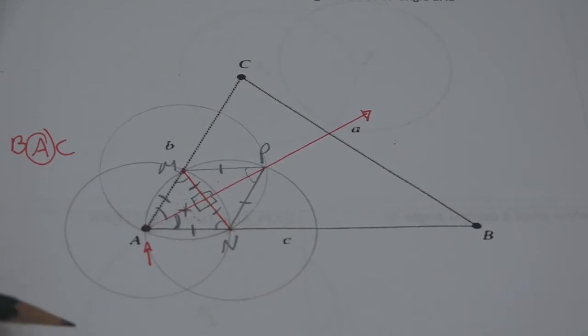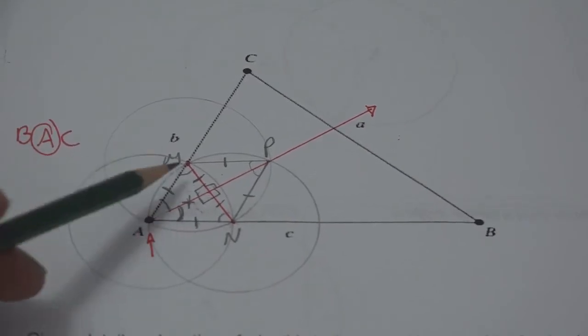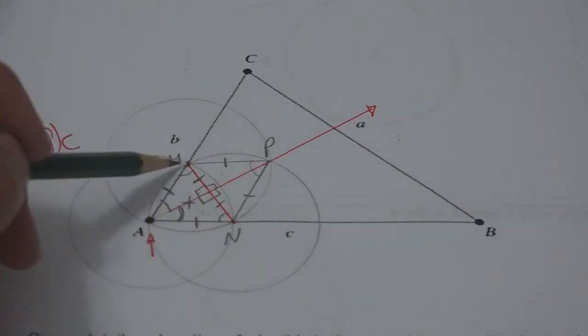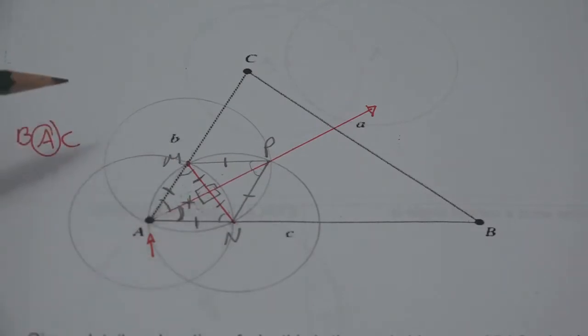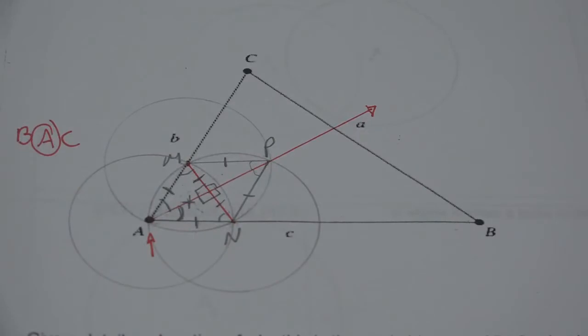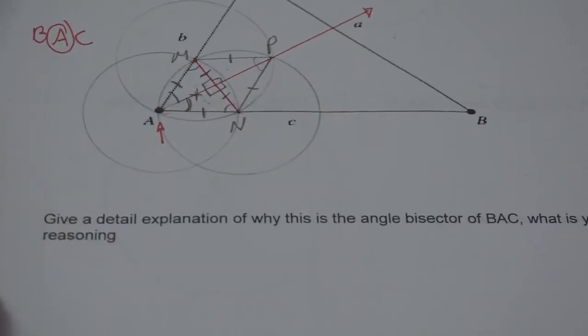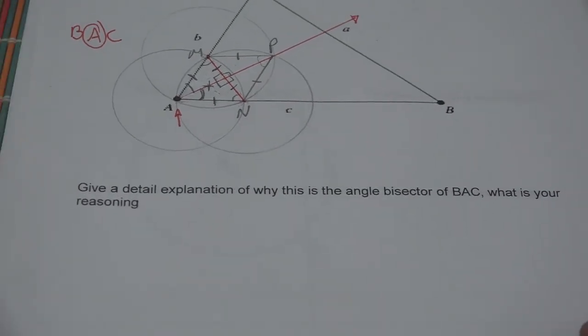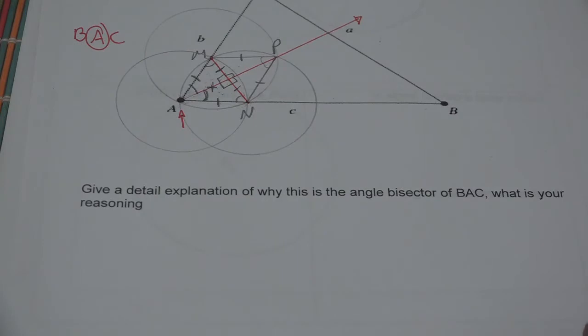So, a detailed explanation of why this is the angle bisector: AP bisects MN, and AP bisects angle MAN, or CAB, but it doesn't matter. So what else? No, that's it. Then you write the explanation, your way or my way, it really doesn't matter.